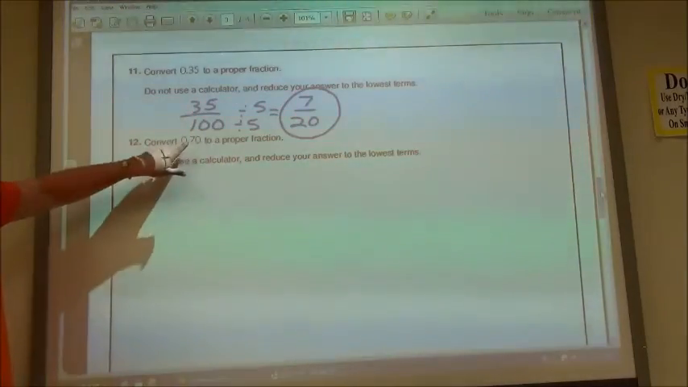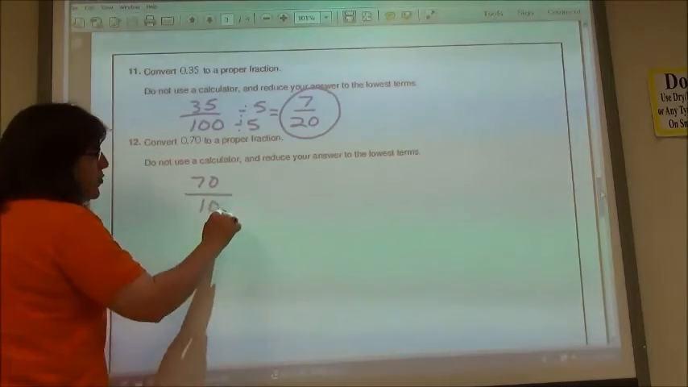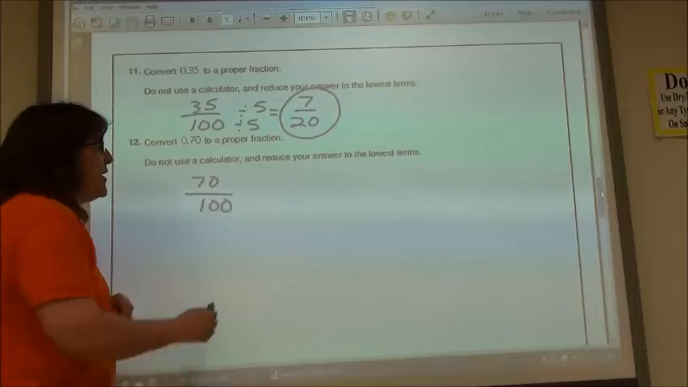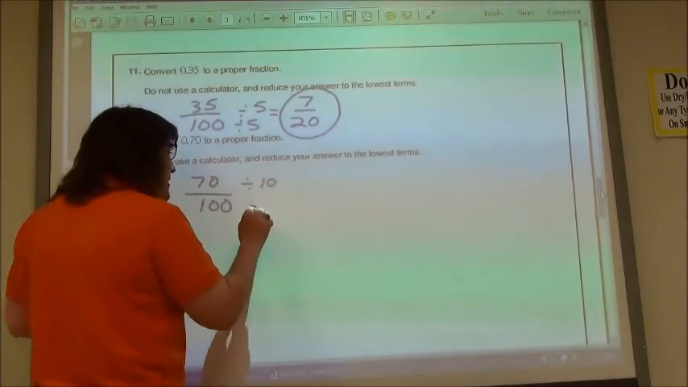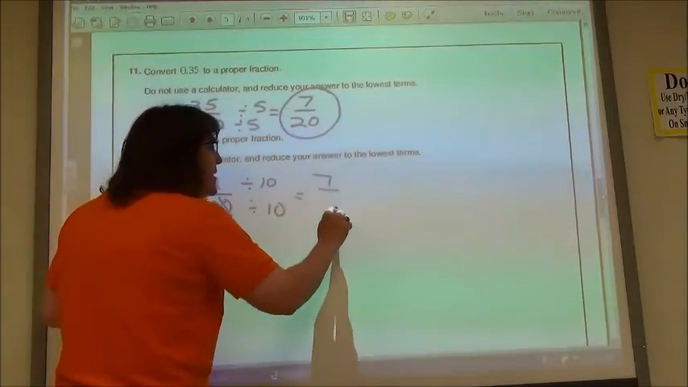Here, again, tenths, hundredths. So we're putting 70 hundredths. 70 hundredths would be my proper fraction. I want to reduce it down. Since they both end in zeros, I know I can divide both of them by 10. If I divide by 10, it knocks a 0 off. So I get 7/10.